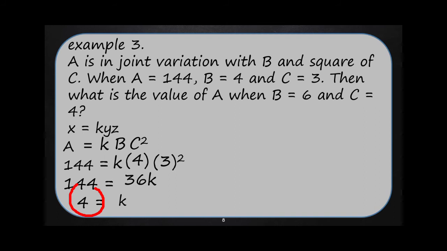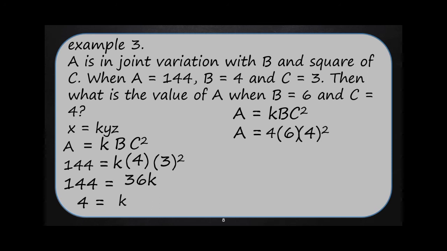Now, let us solve for the value of A when B is equal to 6 and C is equal to 4. So, we have now A is equal to KBC squared. So, again, ang unknown natin dito is A. So, we have A is equal to K, which is 4, multiply this by B, which is 6, then the square of C, which is 4.